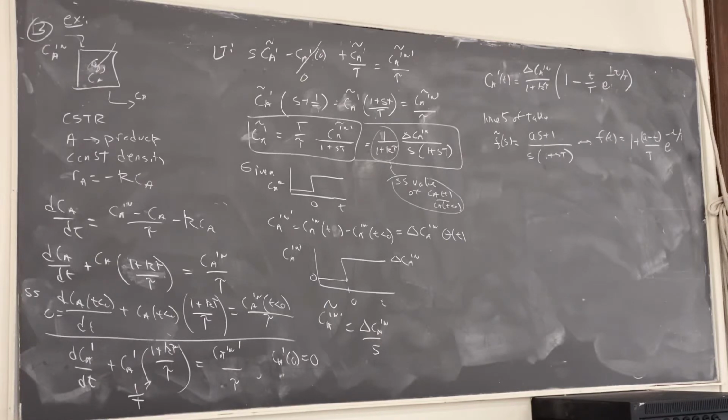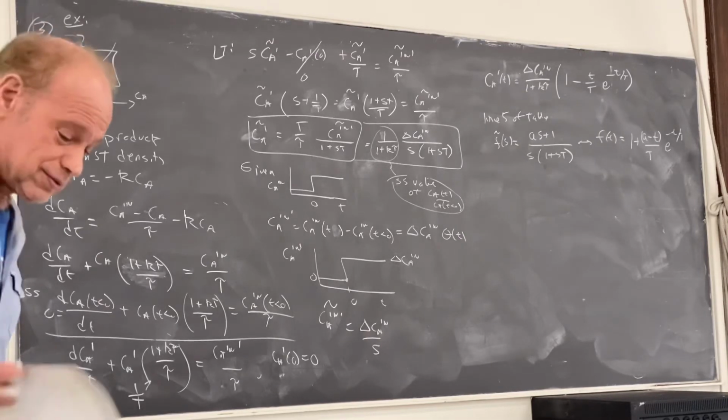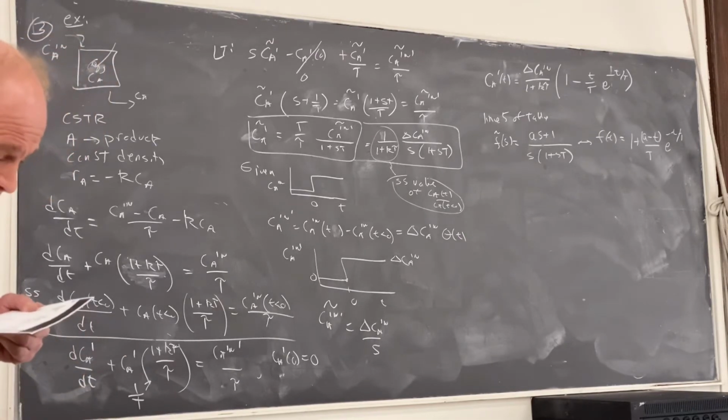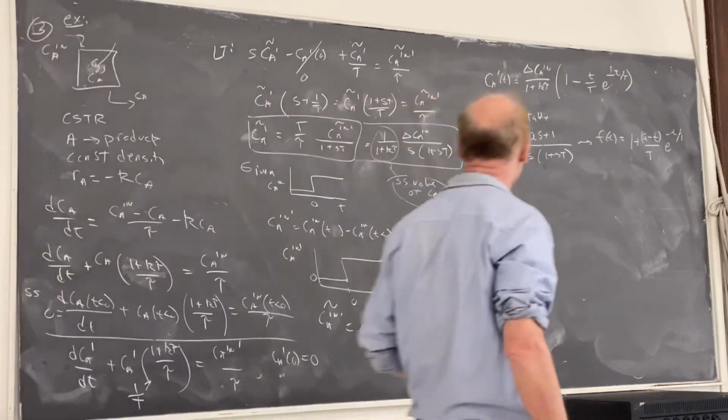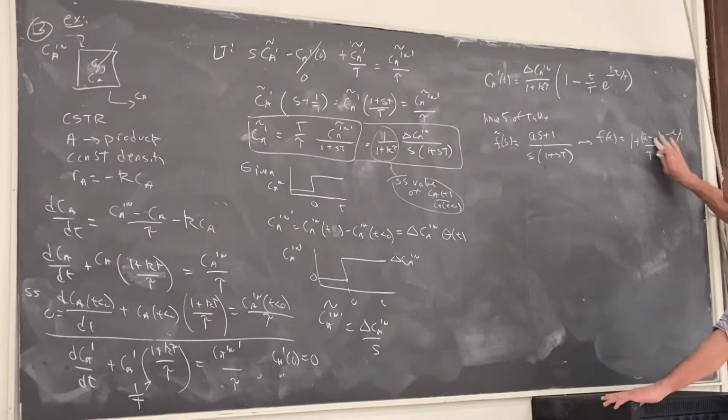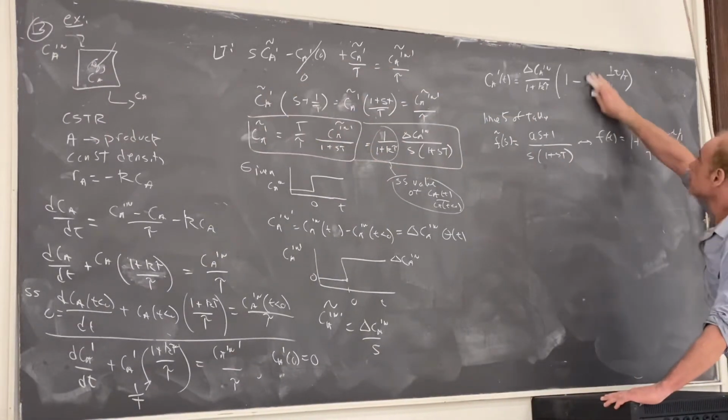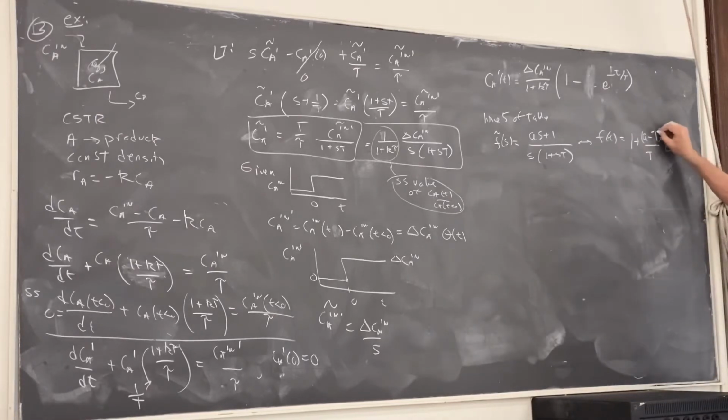Actually, I think I lost something. It's a minus tau, not a minus t. So when a is 0, I have the t's cancel, and I'm just over the minus sign, and e to the minus t over big T. Are there any questions on that?